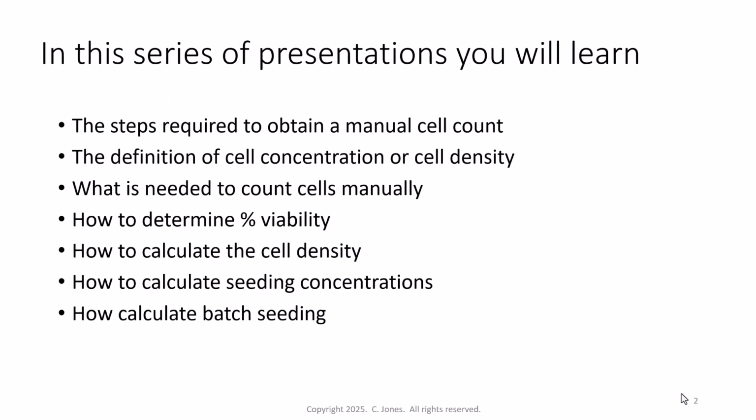First, let's do an overview of what I plan to cover in this series of 7 video segments. We want to go over the steps required to obtain a manual cell count. We want to define cell concentration, also known as cell density. We want to know what types of equipment and materials we need to count cells manually. We want to learn how to calculate the percent viability, how to calculate the cell density or cell concentration, how to calculate seeding concentrations for when we passage cells, and how to calculate batch seeding when we need to make the same concentration of cells in multiple flasks.